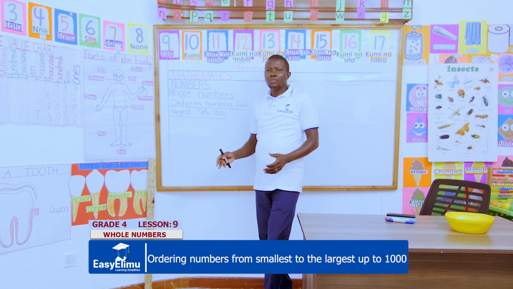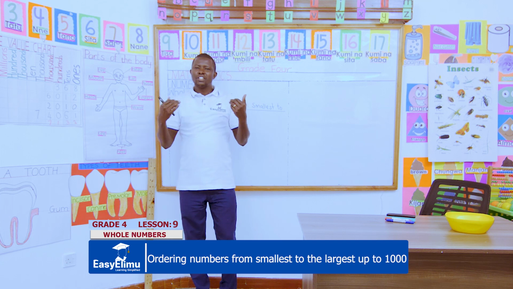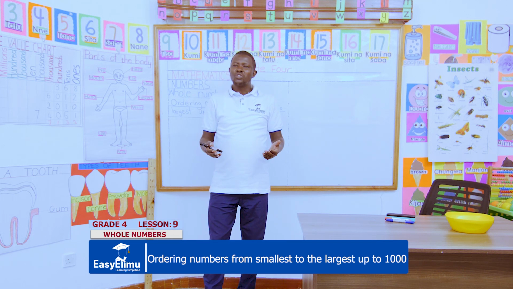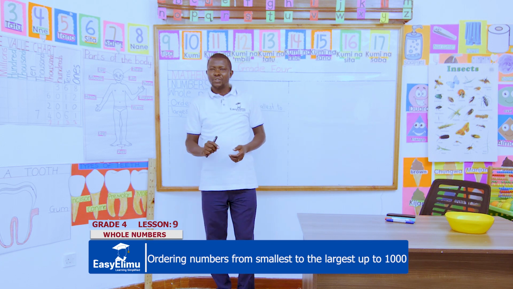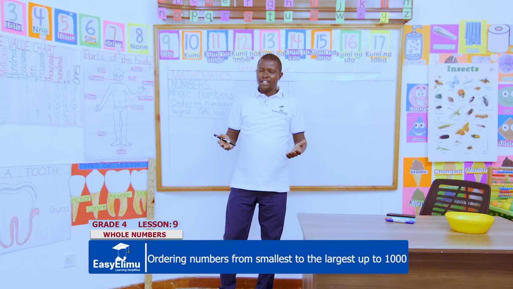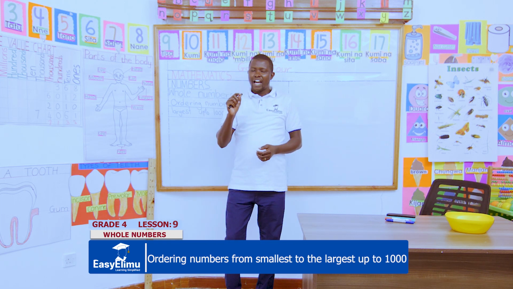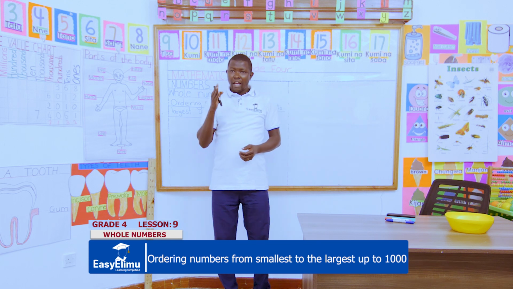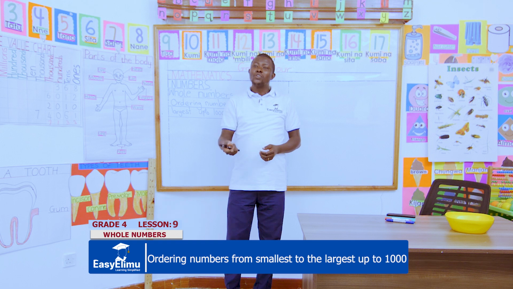Before we embark on today's lesson on ordering numbers, I would like us to remind ourselves of our previous lesson. We were learning how to read and write numbers in words. Before you read a number in words, make sure you know the place value of every digit in that number, so that you can interpret it in your reading.